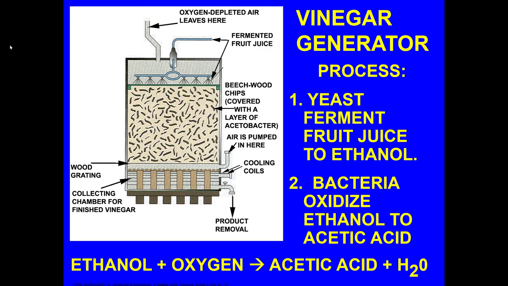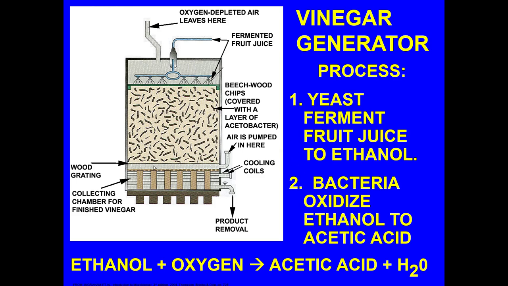If you take a look here, you've got oxygen-depleted air that leaves here. You have the fermented fruit juice. Now, it's fermented, which means it contains some alcohol, some ethanol. And then this is a container that has a huge amount of beech wood chips, but they're covered with a layer of Acetobacter. So this is something that's going to be sort of your bioconverter.